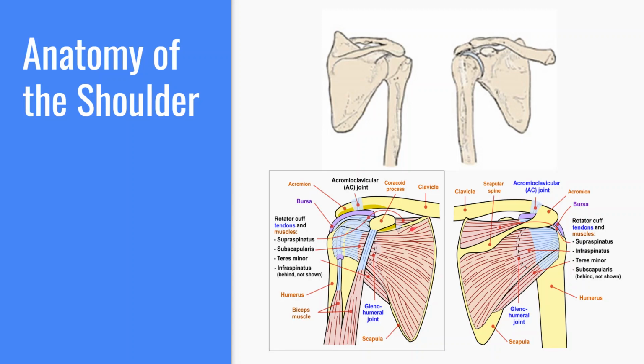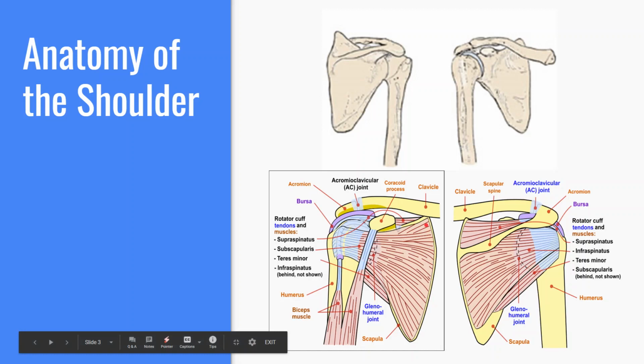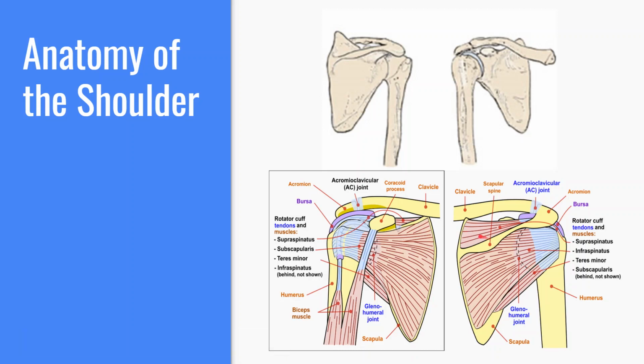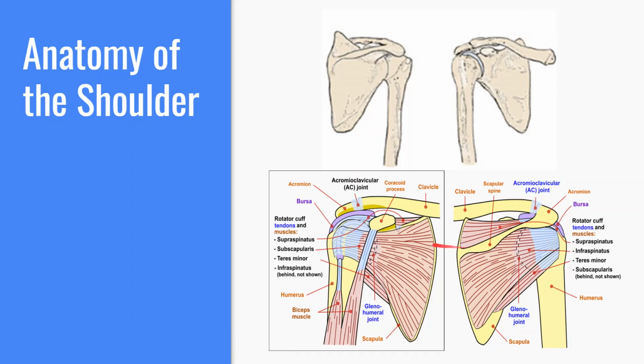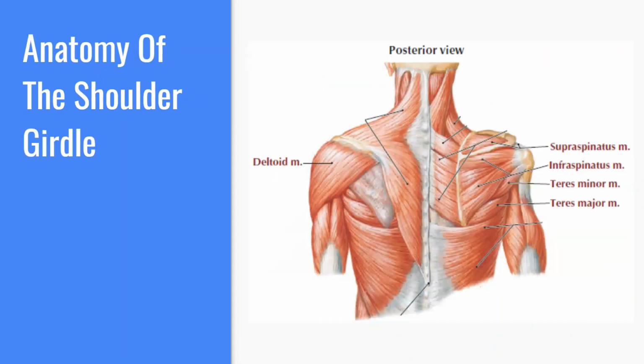We've got the subscapularis muscle, which is this big, thick muscle on the underside of the scapula. Then on the posterior side, we have the supraspinatus, infraspinatus, and teres minor. And those are the four rotator cuff muscles that work together to move the arm and help create that stability.